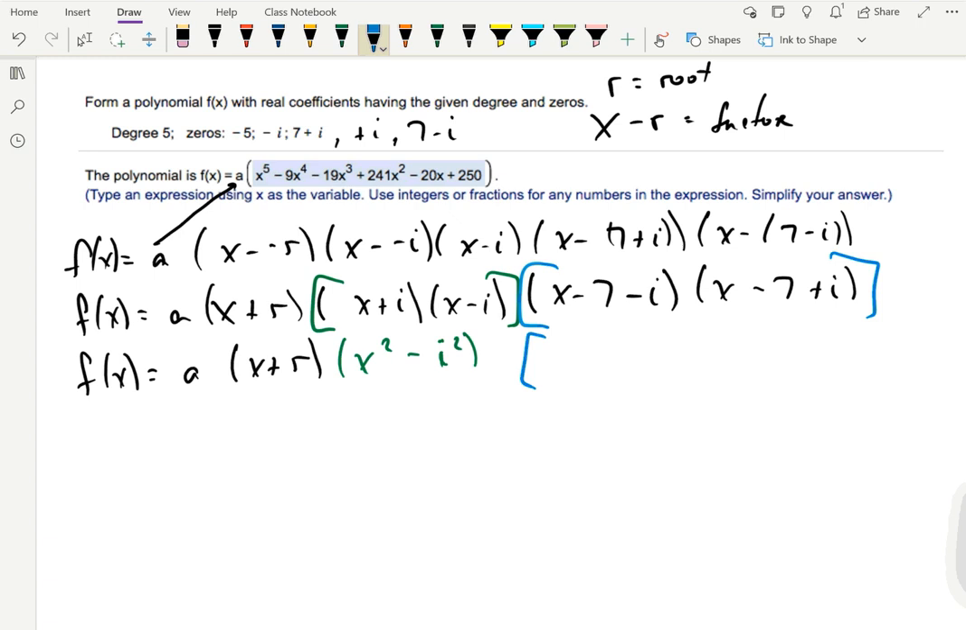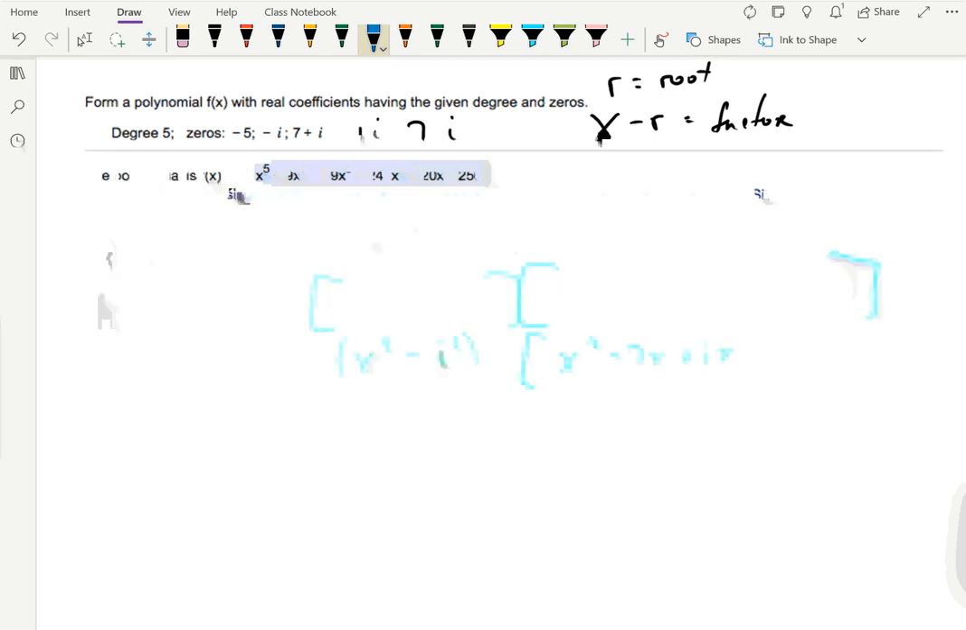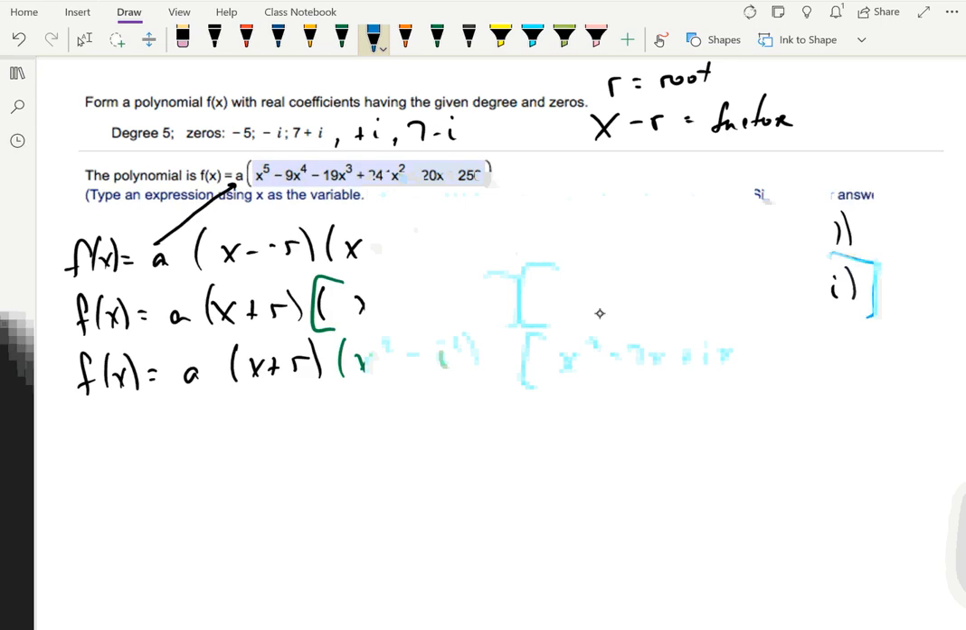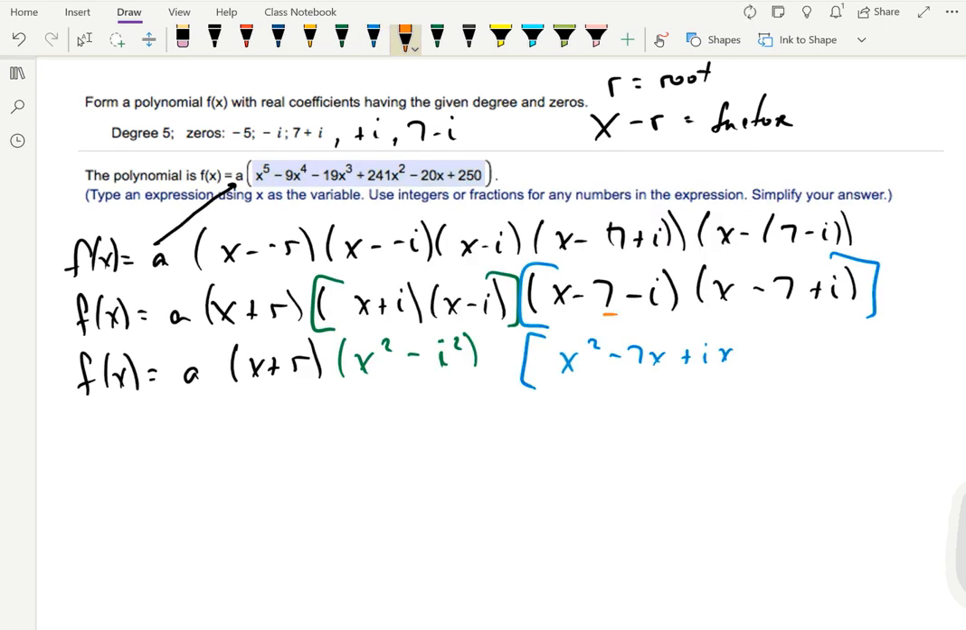One of the things that I would do is multiply this out just with brute force here. As I start multiplying, I'm going to have x times x, which is x squared. And I've got minus 7x, and I've got plus ix. Then minus 7 times x is another minus 7x. And minus 7 times minus 7 is positive 49. Minus 7 times i is minus 7i.